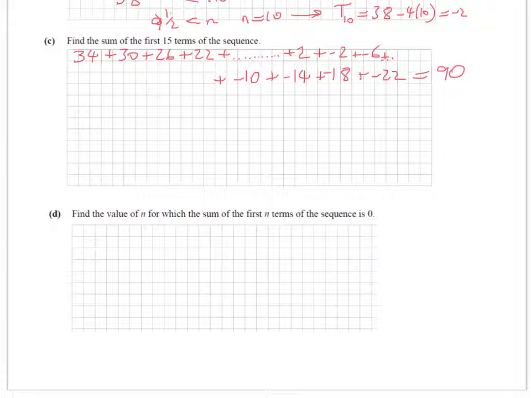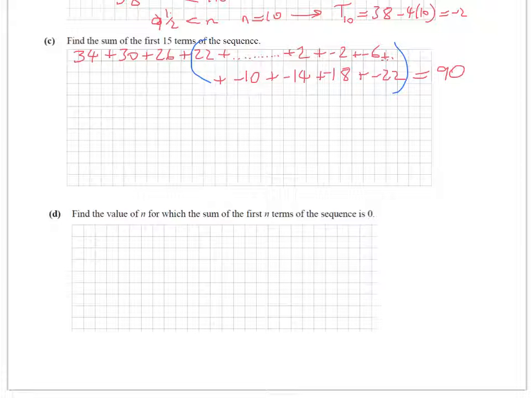And you'll realise that all these numbers in this section of the sum actually cancel each other out, because 22 and minus 22 cancel each other out. The 18 and minus 18 cancel out. The 14 and minus 14, all the way down to 2 and minus 2. They all cancel each other out.